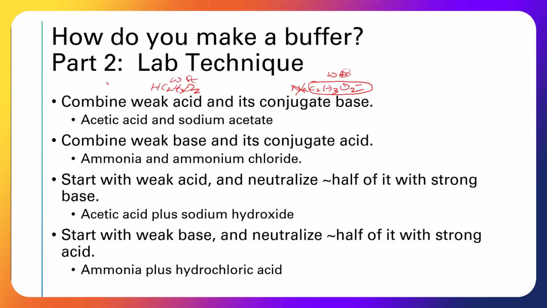We could also combine a weak base like ammonia, NH3, and its conjugate acid salt like NH4Cl, ammonium chloride. Here is the weak base. Here is its conjugate weak acid. We know the chloride ion is just part of a strong acid, so it's inert.